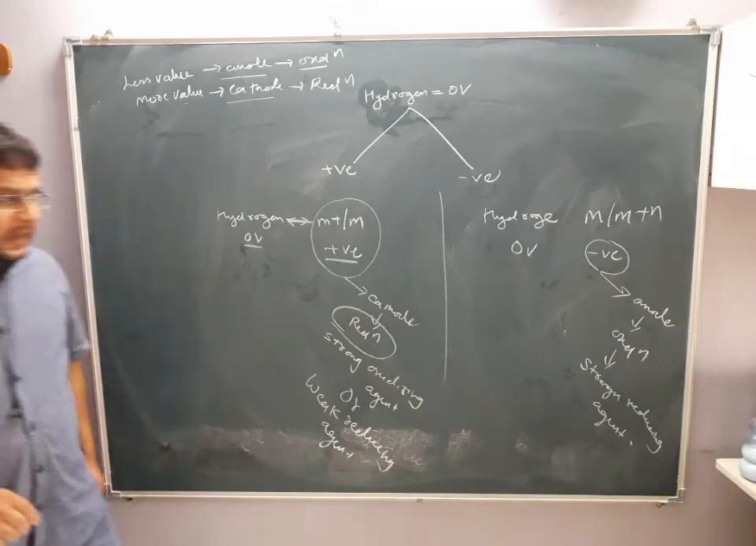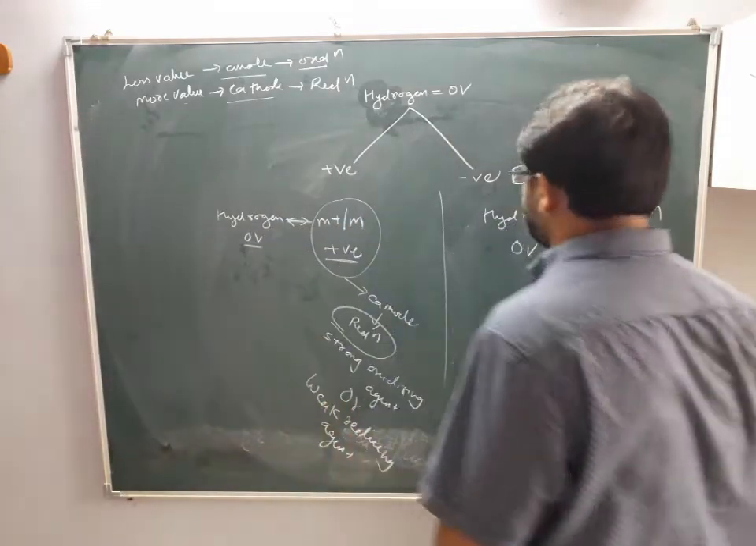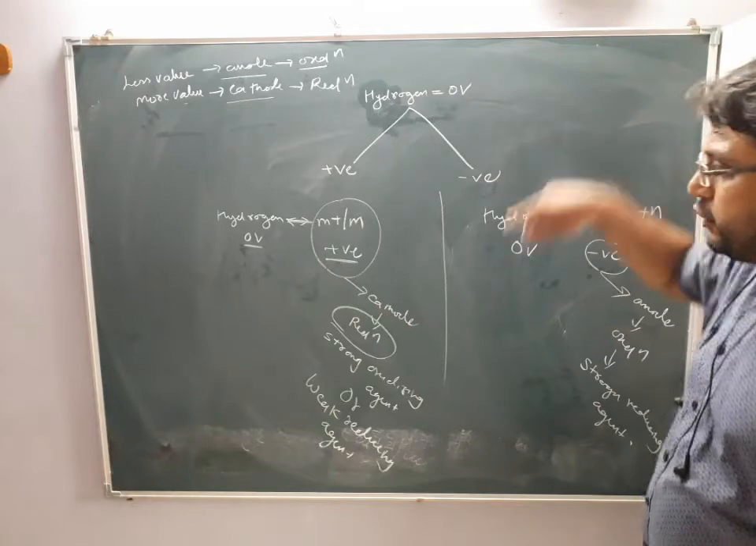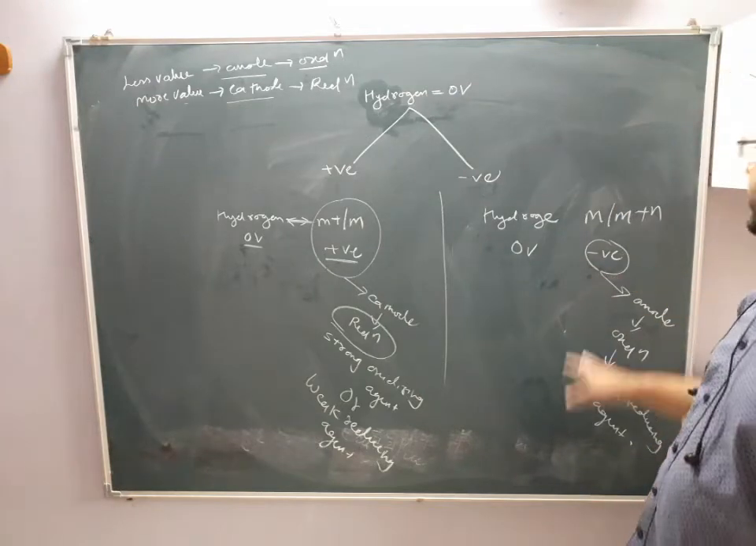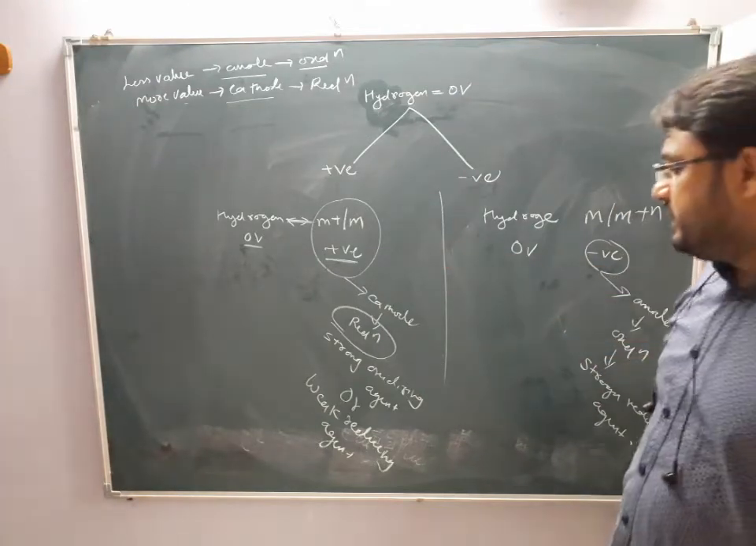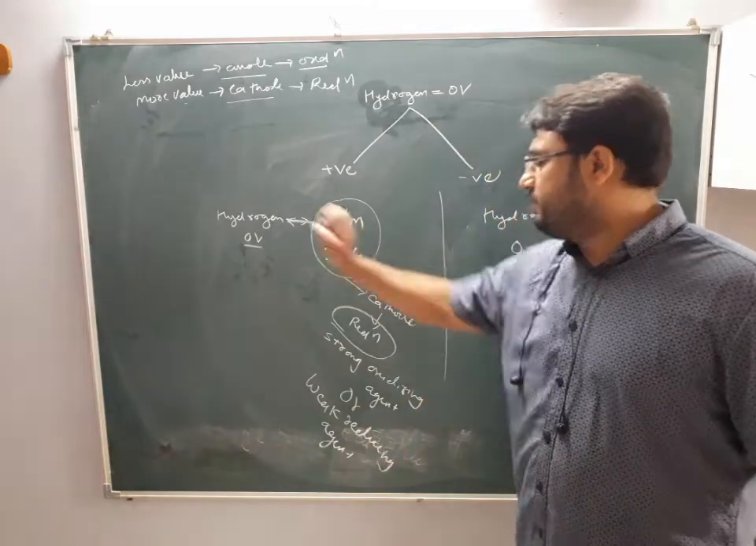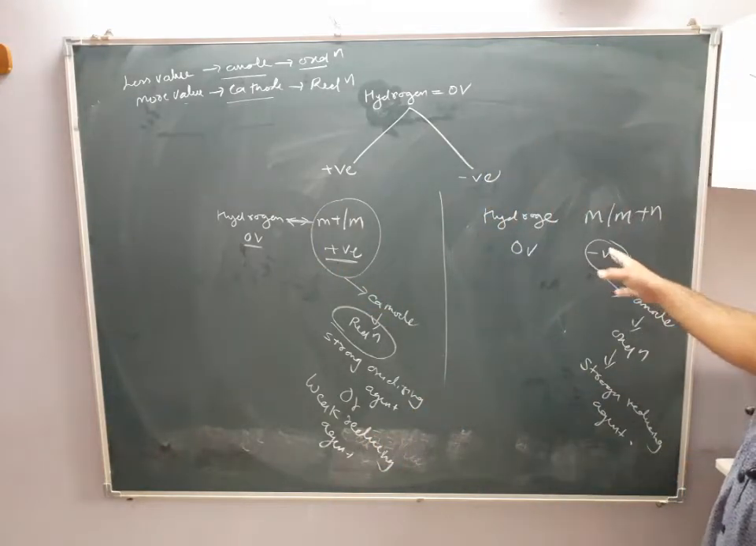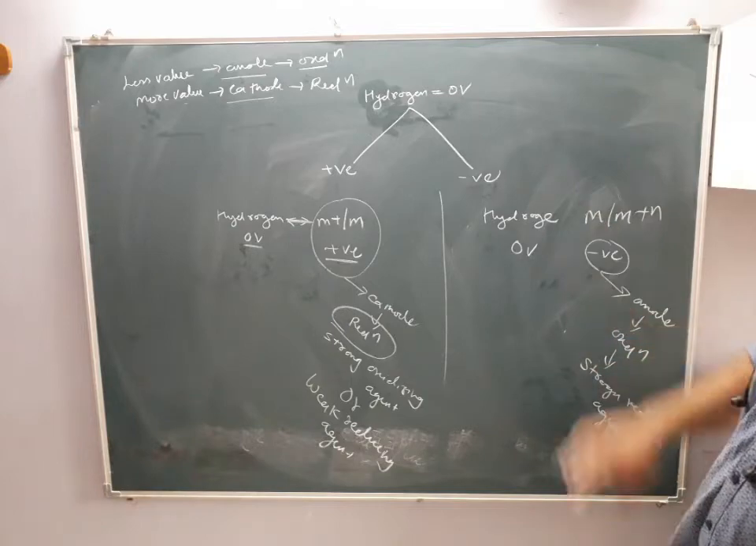Clear this part? Okay. I hope this understood that what does the E naught cell positive value means and what does the E naught cell negative value means. Positive value means they are the weak reducing agent as compared to hydrogen, and negative value indicates they are the strong reducing agent as compared to hydrogen.